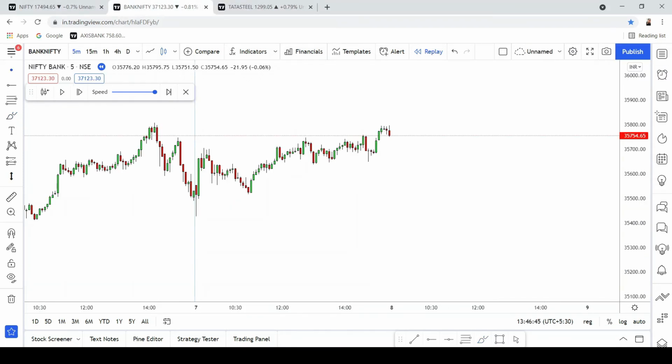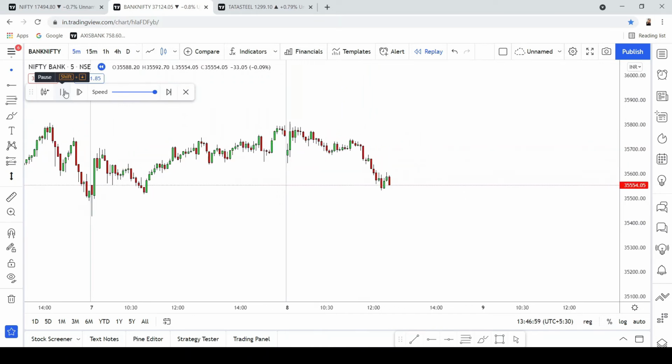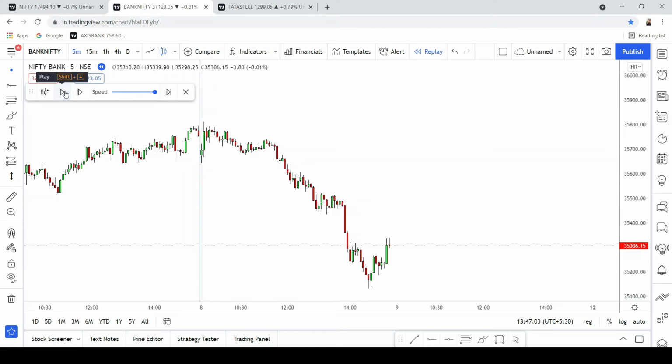So let us see some examples for double distribution day as well. This is Bank Nifty on 8th of July 2021. Let's see how the index behaved on this particular day. Now, as you can see, the market fulfilled the first two requirements of the day.